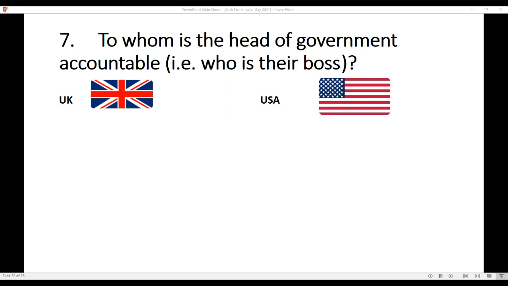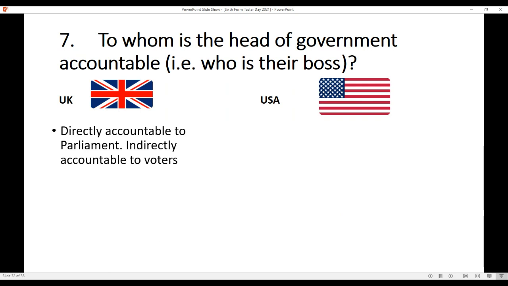Okay, you may think this one is pretty straightforward, but it's a little bit more complex than you might think. In the United Kingdom, they are what we would call directly accountable to Parliament and indirectly accountable to voters. Remember, when you vote in a general election, you don't vote for a prime minister. You don't put a cross next to a prime minister's name in a general election. You vote for a local MP.